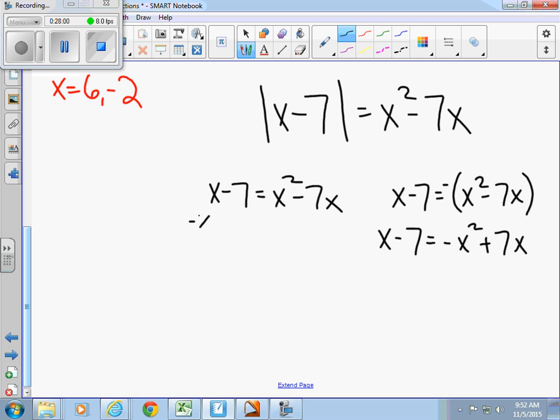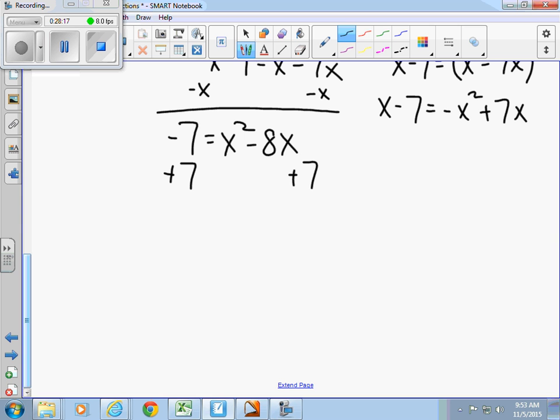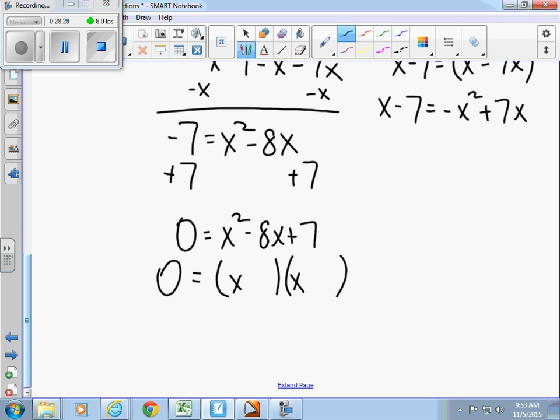So, I'm going to subtract x. I get negative 7 equals x squared minus 8x. And I'm going to add the 7 over. Factors of 7 that add to give me 8: negative 1 and negative 7. Very good. Second equation.